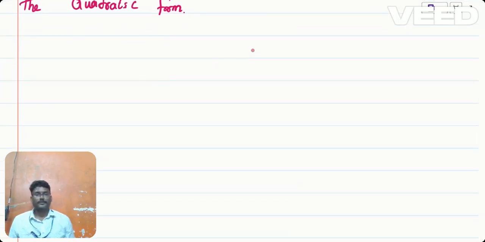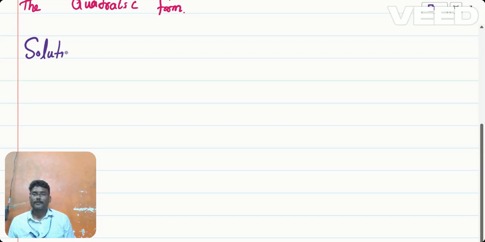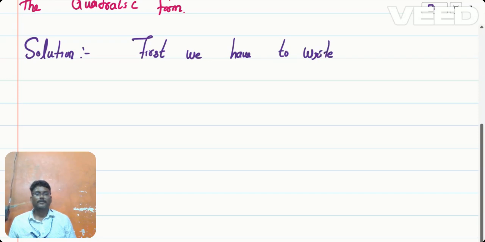Solution. First we have to write the given quadratic form in matrix form.